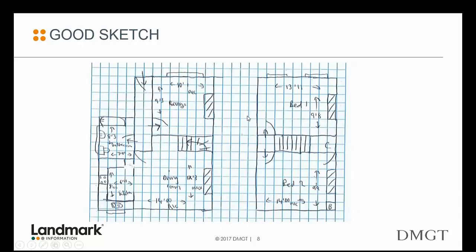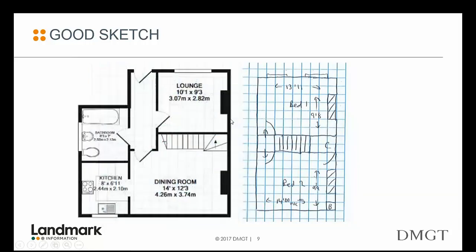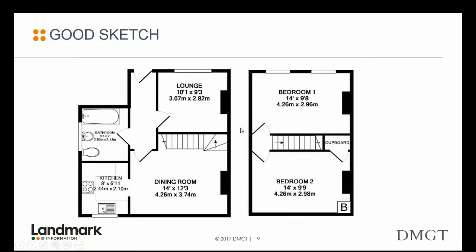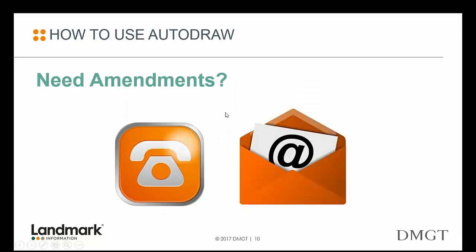And here's another one. Again, it's only hand-drawn, no ruler on this example, but nice and clear. All the doors clearly marked, windows clearly marked. This is how it would convert into the finished plan. So when you send a nice sharp sketch, we can draw the floor plan nice and quickly, and you get a nicely drawn floor plan sent back to you.